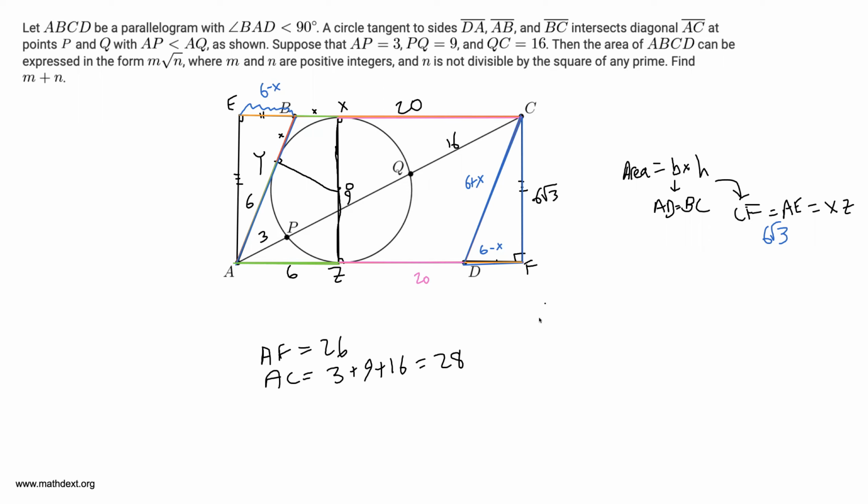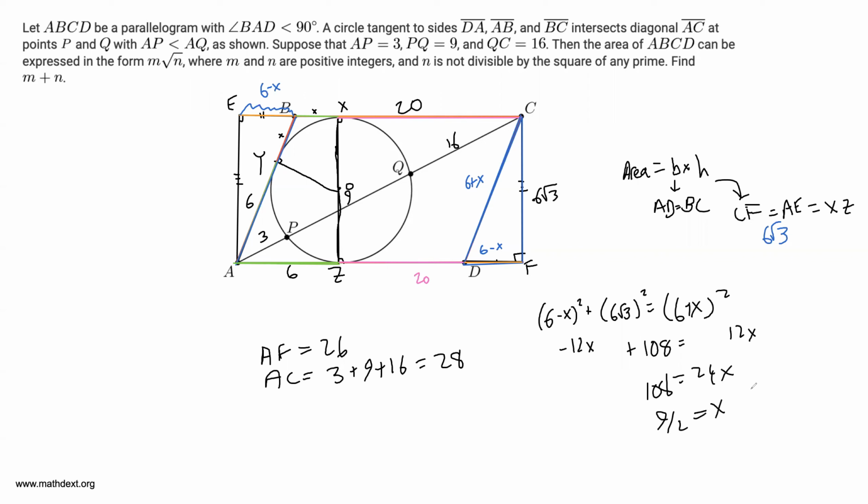So you have Pythagorean theorem, (6 minus x) squared plus (6 root 3) squared is equal to (6 plus x) squared. And if you expand this out, (6 minus x) squared is x squared minus 12x plus 36, plus 6 root 3 squared, which is 108, is equal to x squared plus 12x plus 36. Now, a bunch of stuff cancels out. This x squared cancels out with this x squared over here. You can subtract 36 from both sides. You are left with negative 12x plus 108 is equal to 12x. 108 is equal to 24x. And 9 over 2 is equal to x. Therefore, this length over here is equal to 9 over 2.